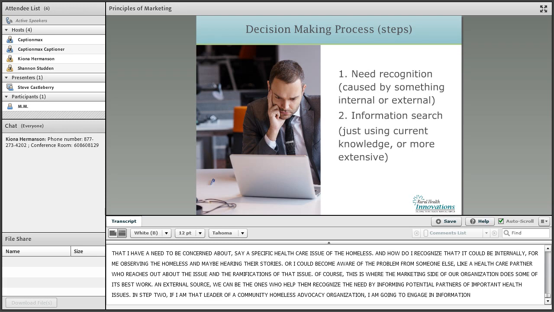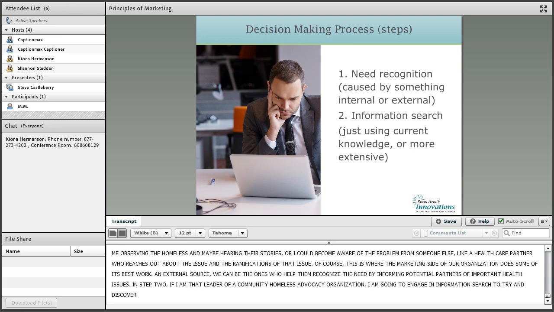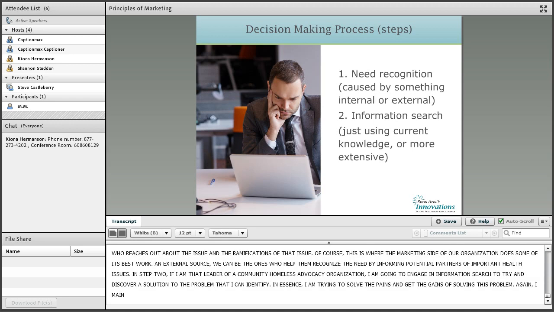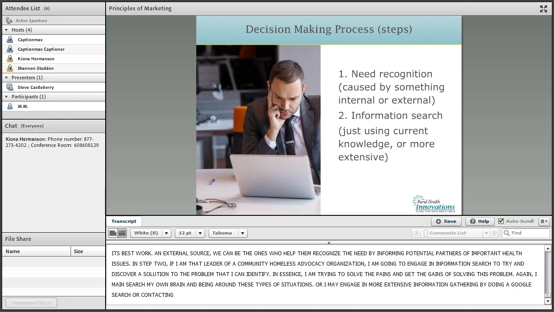And how do I recognize that? Well, it could be internally, from me observing the homeless and maybe hearing their stories, or I could become aware of the problem from someone else, like a healthcare partner who reaches out and informs me about the issue and the ramifications of that issue. Of course, this is where the marketing side of our organization does some of its best work. As an external source, we can be the ones who help them recognize a need by informing potential partners of important health issues.